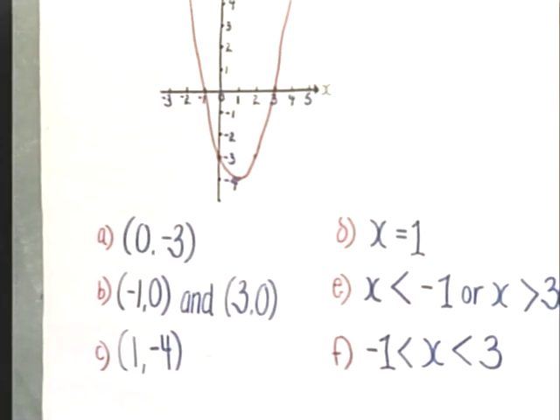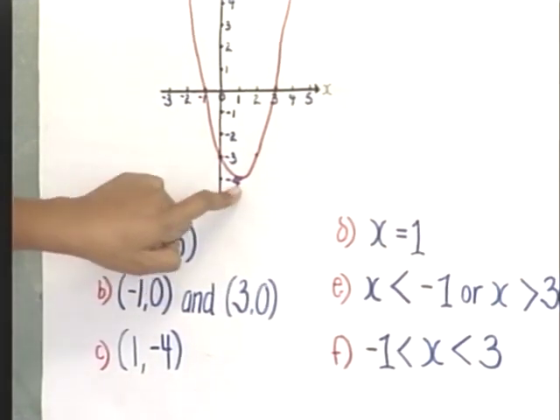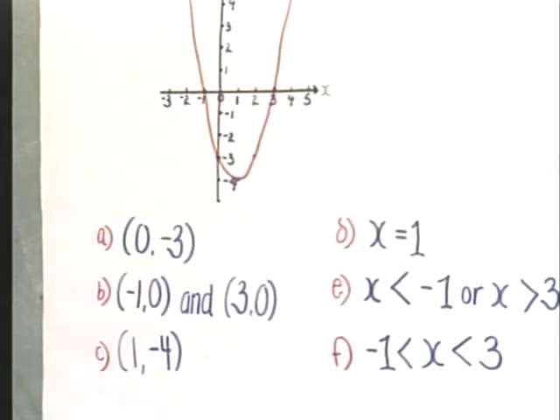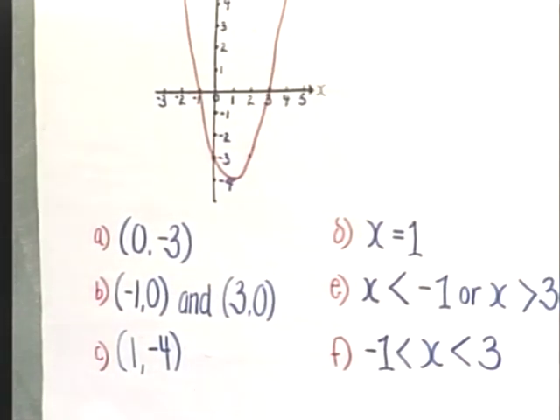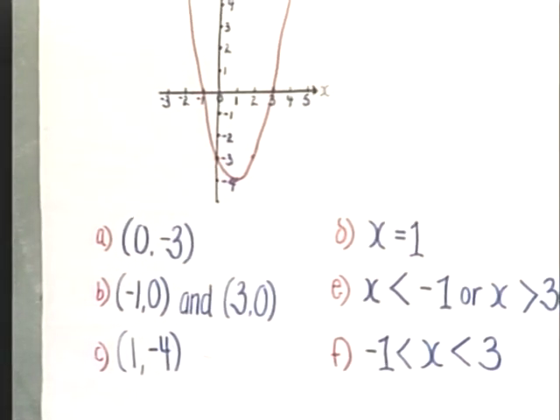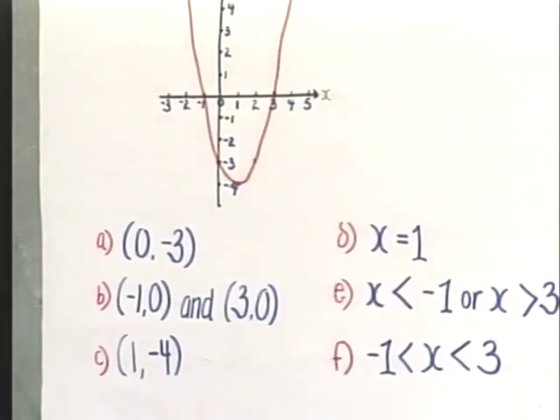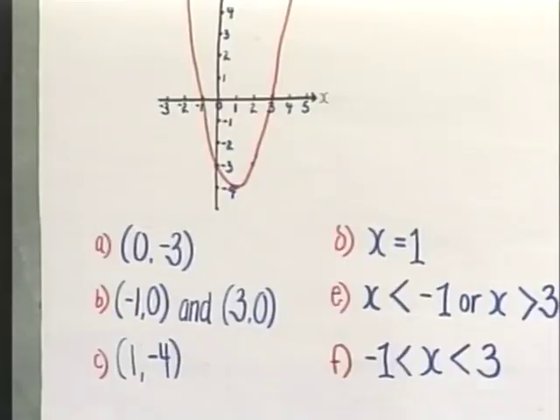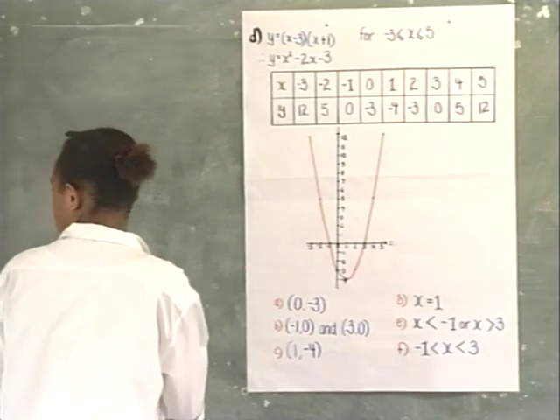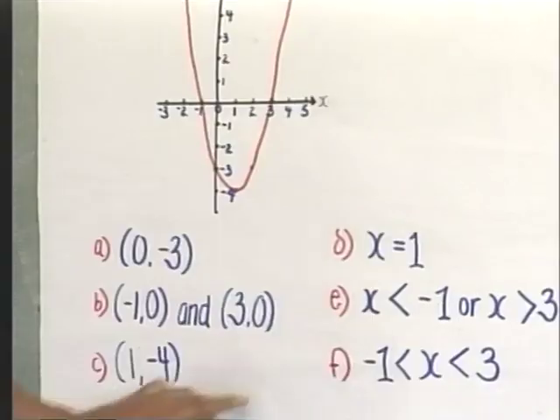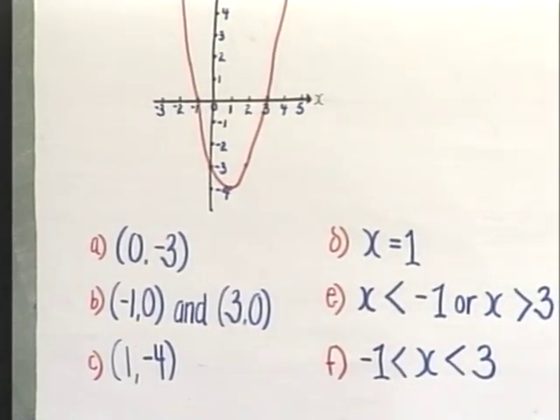The equation of the line of symmetry is where the turning point is. Therefore, x equals 1. The range of values of x for which the graph is positive: x is less than -1, or x is greater than 3. The range of values of x for which the graph is negative: -1 is less than x, which is less than 3.